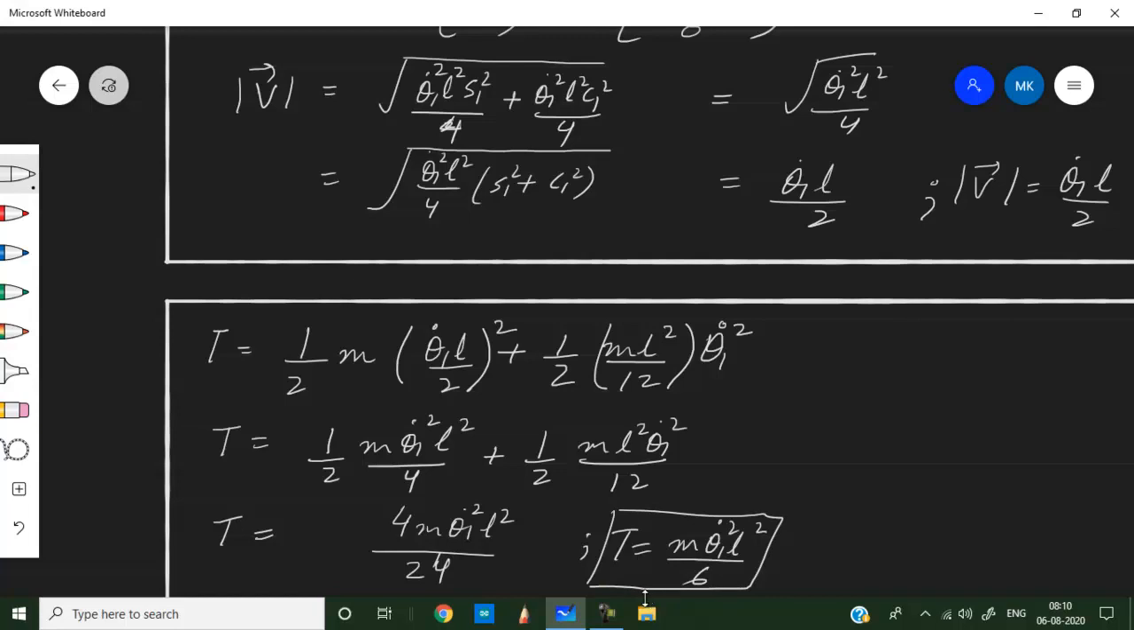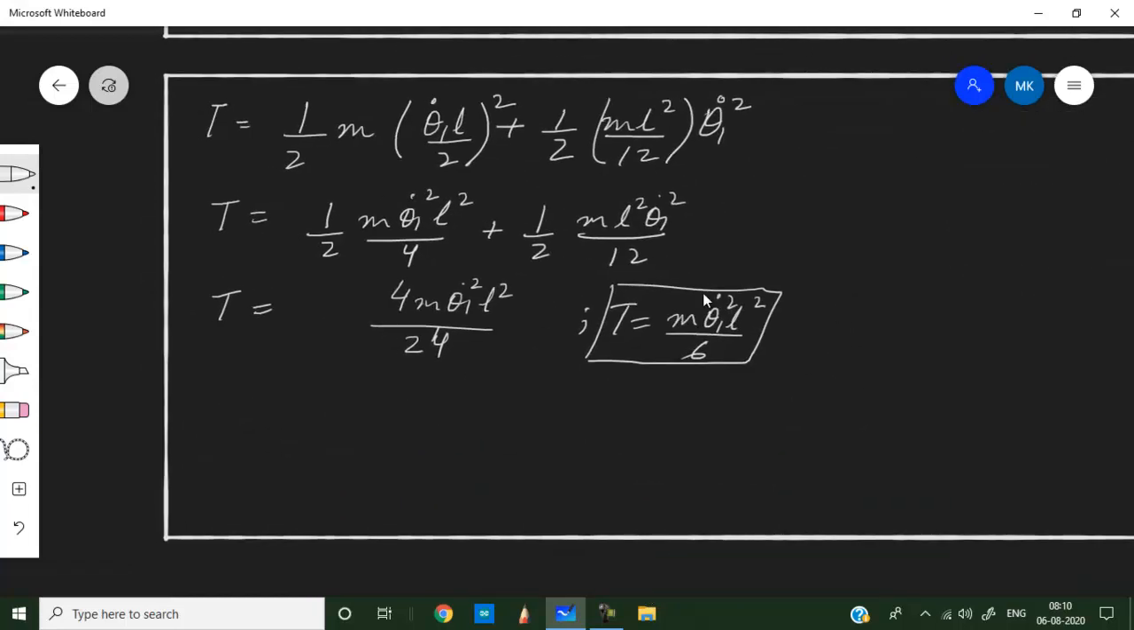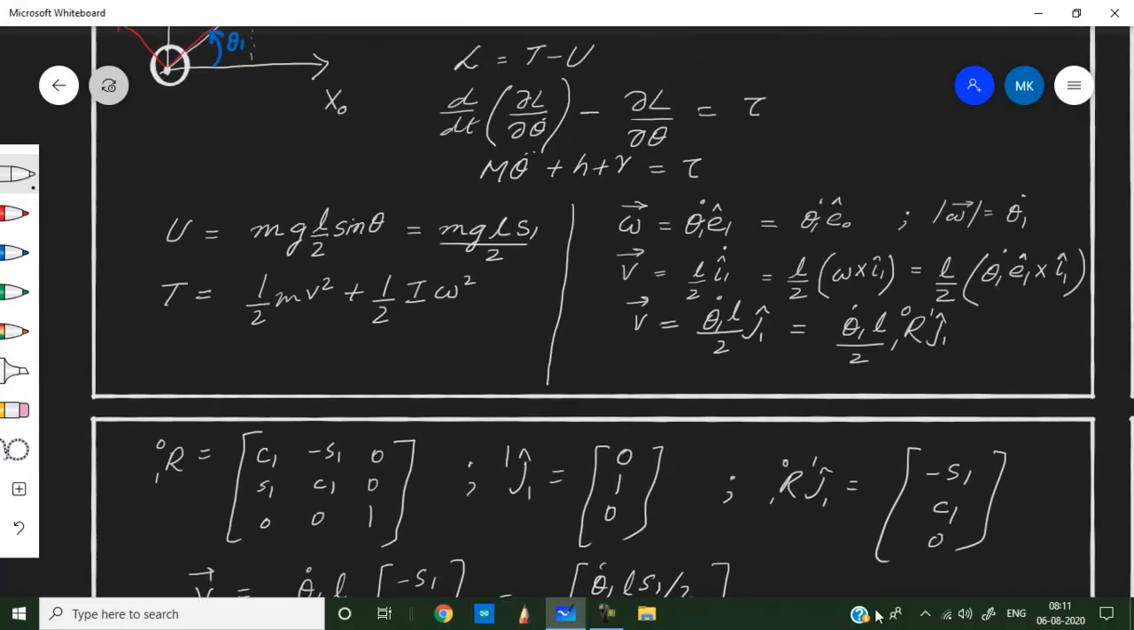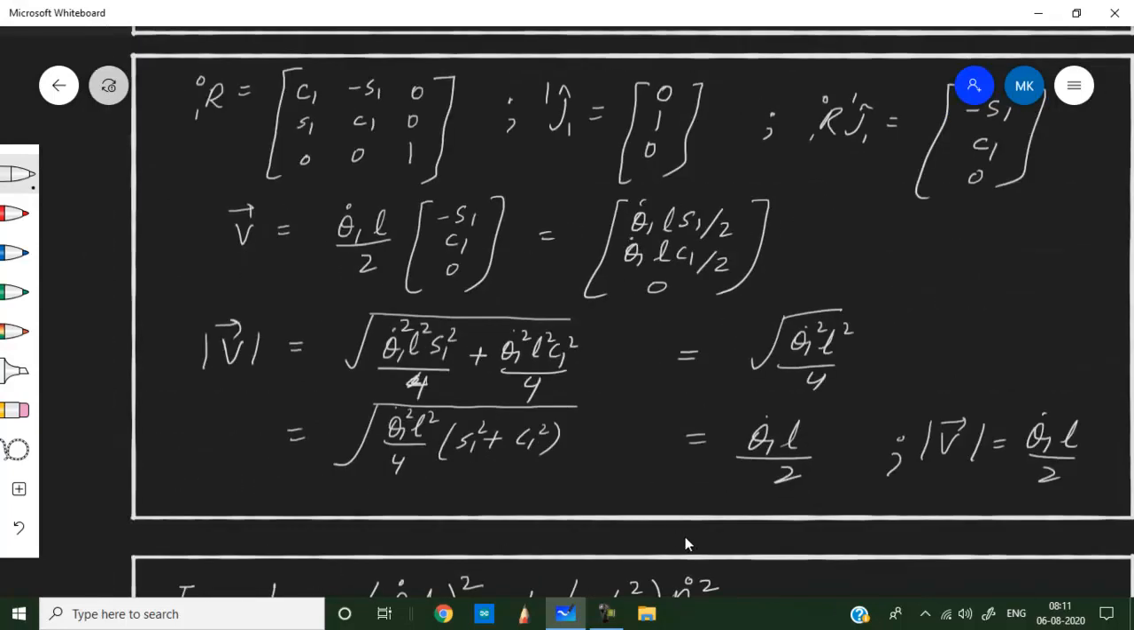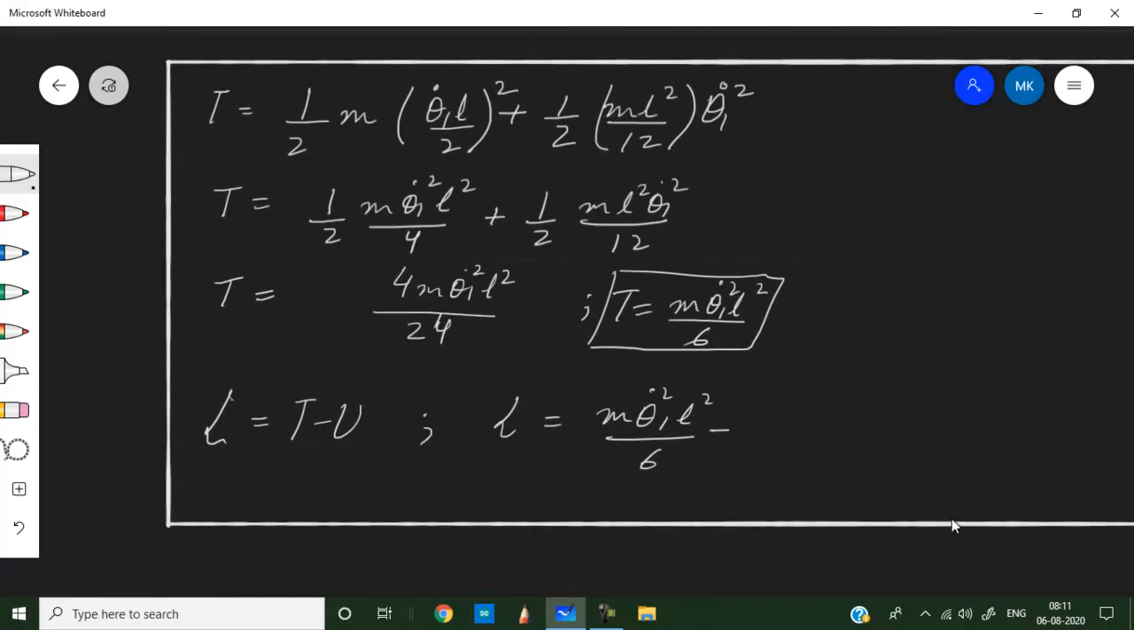So now we can add the potential energy and kinetic energies. So we'll have the Lagrangian equal to T minus U. So L will be equal to m theta 1 dot square L square by 6 minus U. Going back to the first page, U was mgl sine theta by 2. So now this was our L.